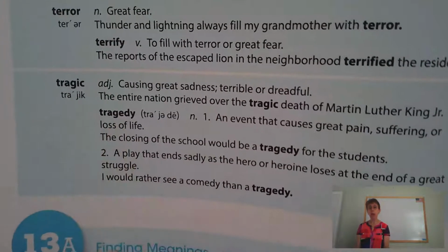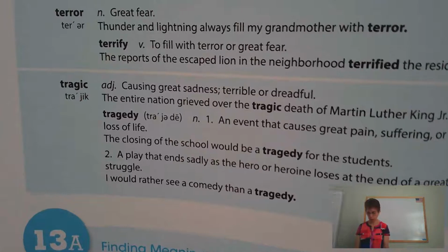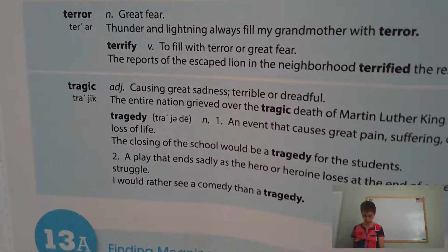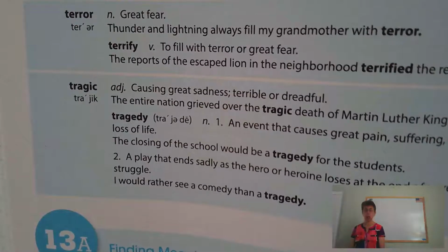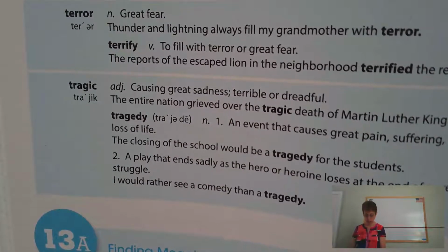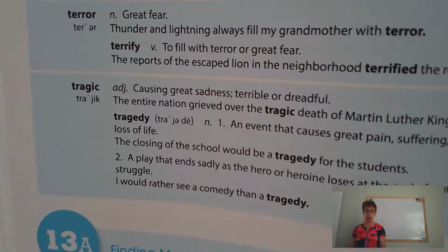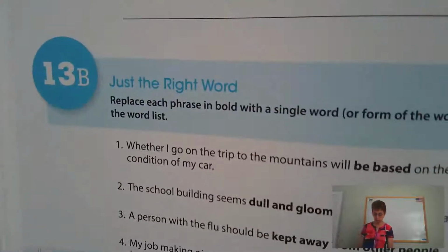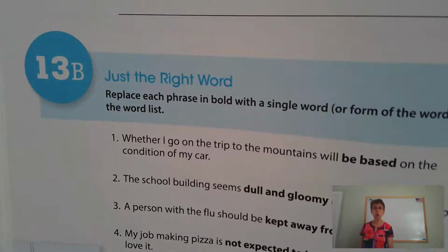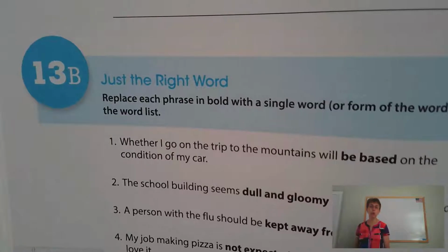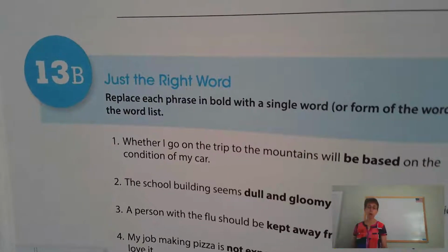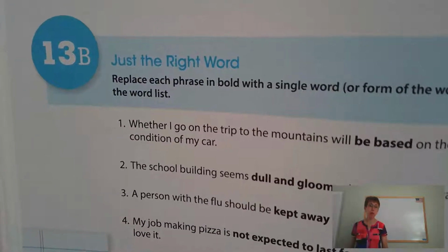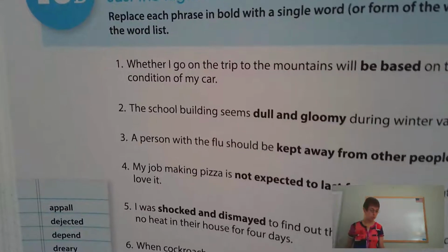Please make sure you go back and read over the definitions for these words, and then you'll be completing 13A, which is finding meanings, where you're matching two parts to the sentence to give you a correct definition of one of your words. And then you also have 13B, called just the right word, where you're replacing the words in bold with one of the vocabulary words. Remember also that you can use different forms of the vocabulary words in these sentences as well.